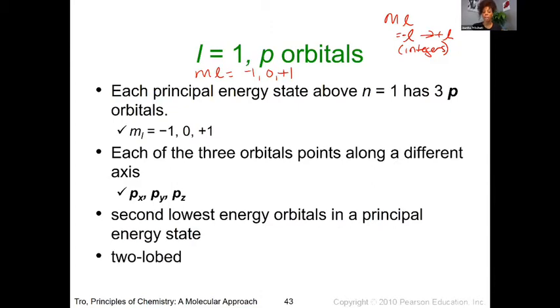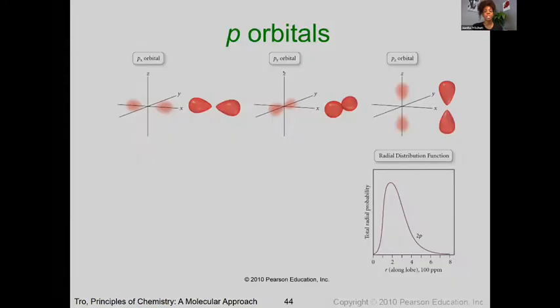And so comparatively, these are our second lowest energy orbitals within a principal energy state, and they tend to be 2-lobed or look like they have 2 balloons that are tied together. Okay. And so you can see here pictures of the 3 different p orbitals. Again, those 3 would coincide with that -1, 0, +1 value that we assign from our ML values.